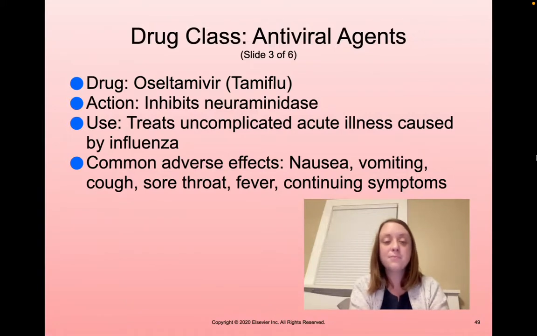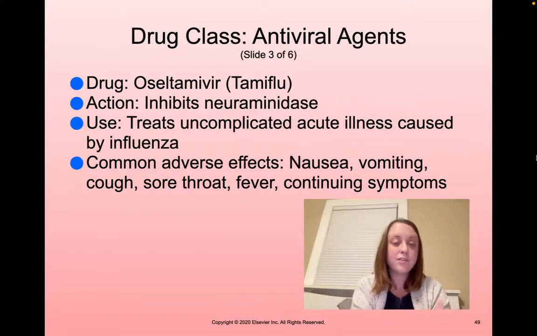Oseltamivir or Tamiflu is probably what you've had prescribed to you if you've ever gotten medication for the flu. It works by inhibiting neuraminidase. It treats uncomplicated acute illness caused by the flu. It needs to be prescribed and started within the first 48 hours of symptoms for it to have much effect. All it does is decrease the length of time of symptoms by about a day. It can also make the symptoms less severe. Some common adverse effects include nausea, vomiting, cough, sore throat, fever, or continuing of symptoms if perhaps we didn't start the treatment soon enough.